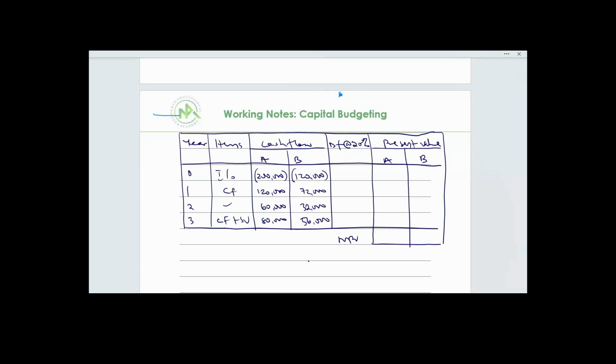56,000. So discount factor at 20% for year one, 1.2 raised to power 1 minus equal 0.833. Year two, 1.2 raised to power 2 minus equal 0.694. Year three, 1.2 raised to power 3 minus equal 0.579.